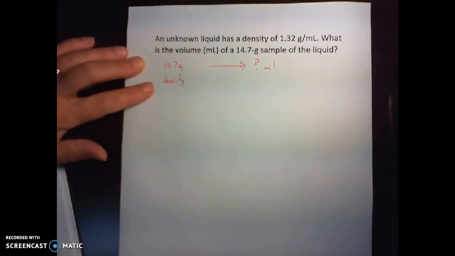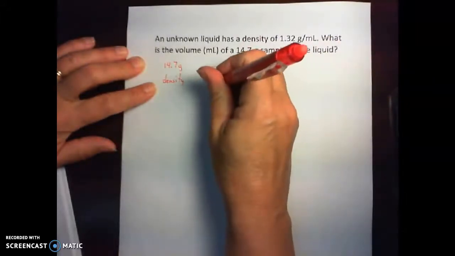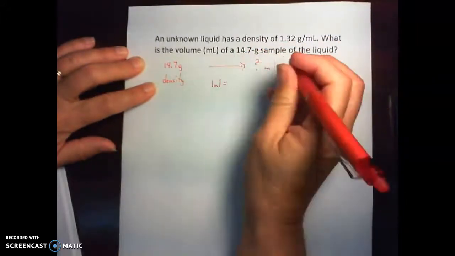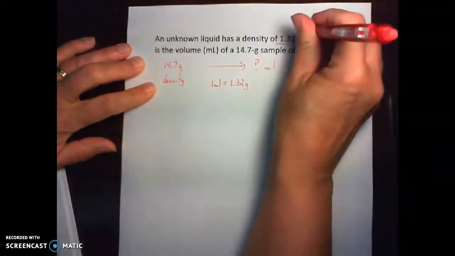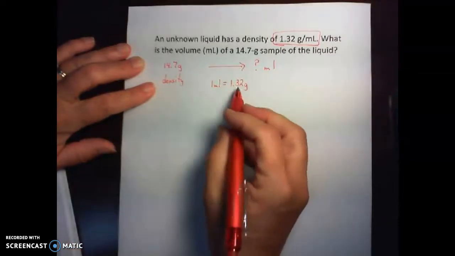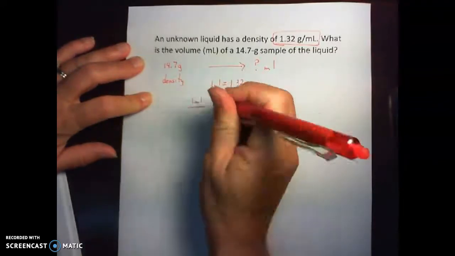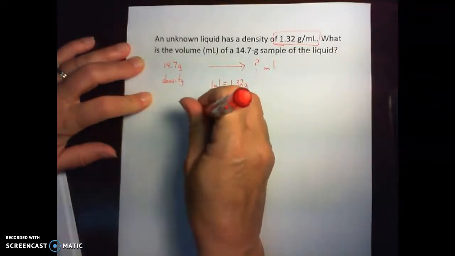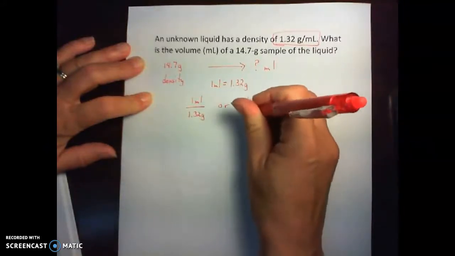We can use the density that we were given to write an equality. We know that 1 milliliter is equal to 1.32 grams. And that comes from right up here. 1 milliliter is equal to 1.32 grams. We can use our equality to write two conversion statements. We can write 1 milliliter divided by 1.32 grams, or we can have 1.32 grams divided by 1 milliliter.